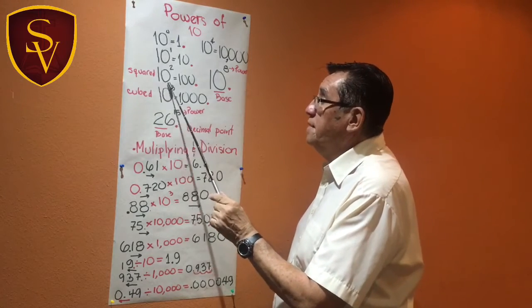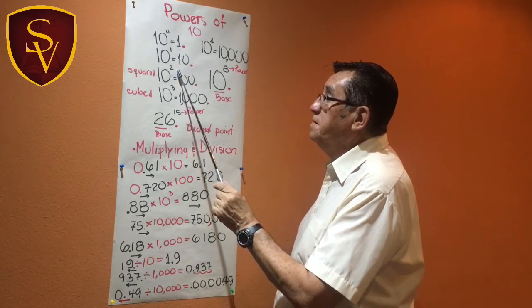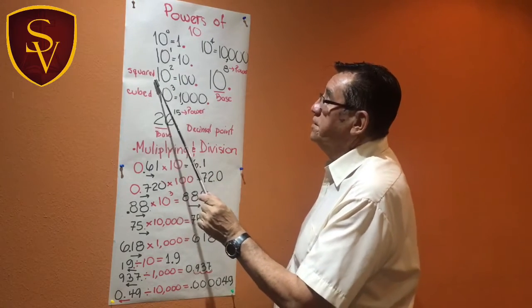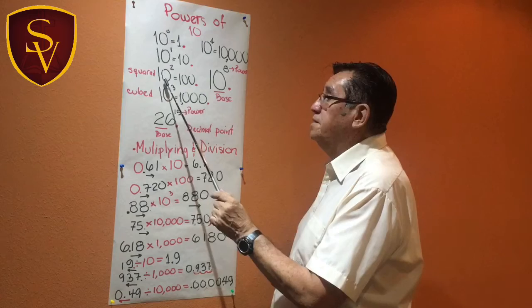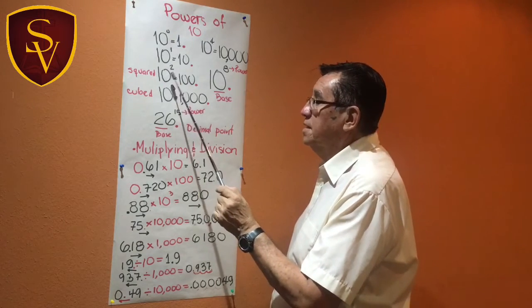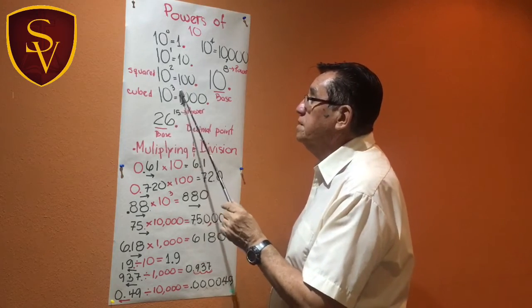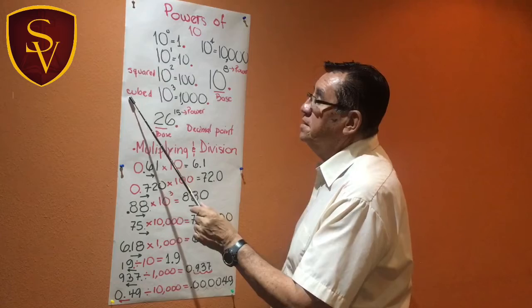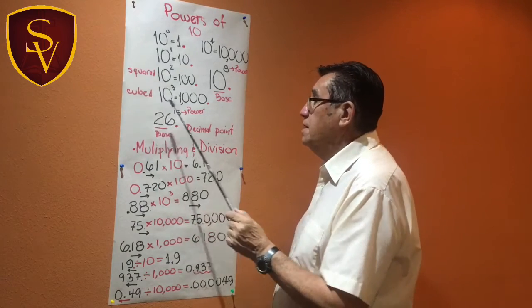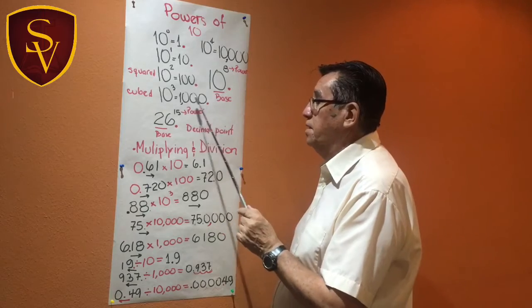If we have the base to the second power, that means that this number is squared. Squared means that this number is having 2 zeros, like we have here. And when the power is to the third, then we say that this number is cubed. That means that this number has 3 zeros together.